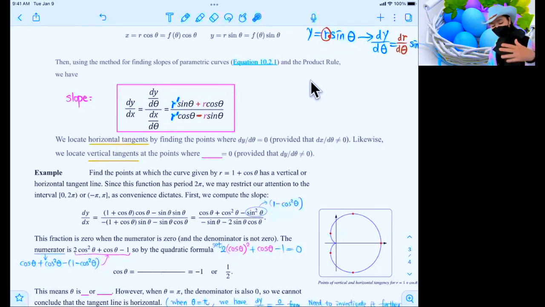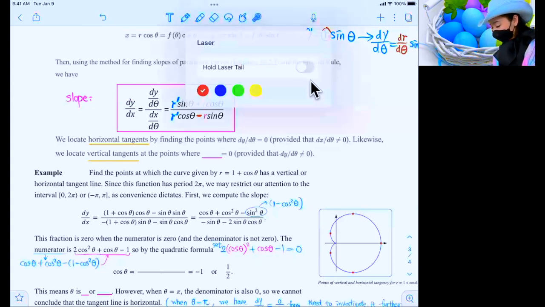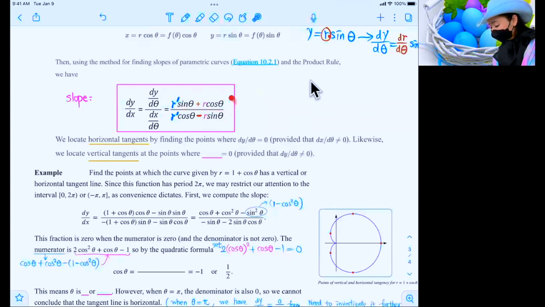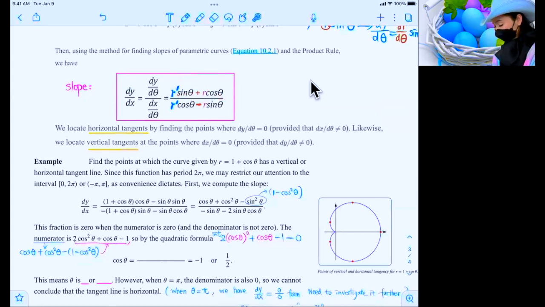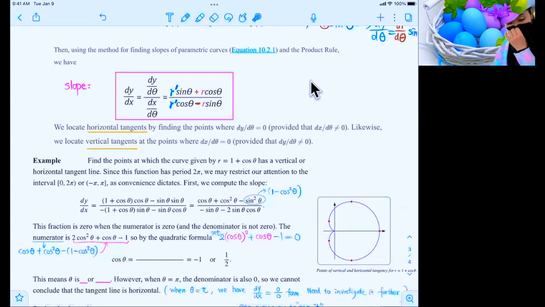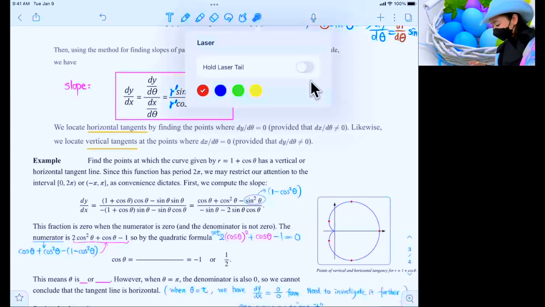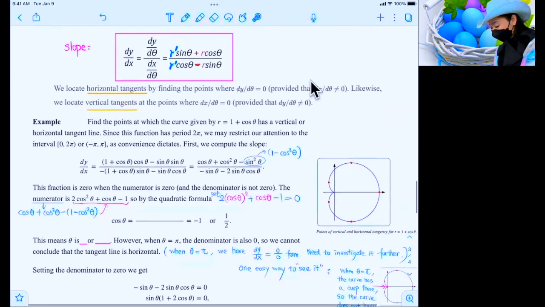How do you find a vertical tangent then? When do you get it? Yes, when the denominator equals 0 and the numerator does not equal 0. So when dx/d theta equals 0 and dy/d theta does not equal 0, that's how you find a vertical tangent. When both of them are 0, then what do we do? Do you guys remember? L'Hopital's rule. Yes, we try to use L'Hopital's rule.